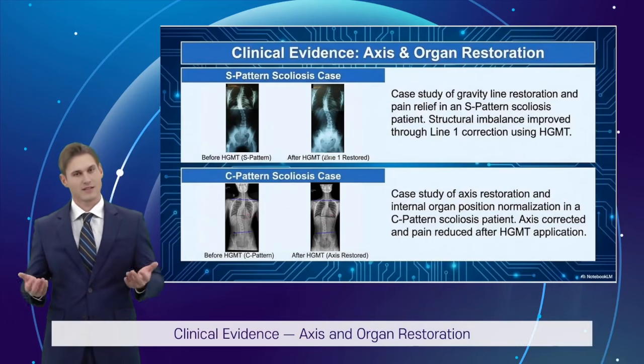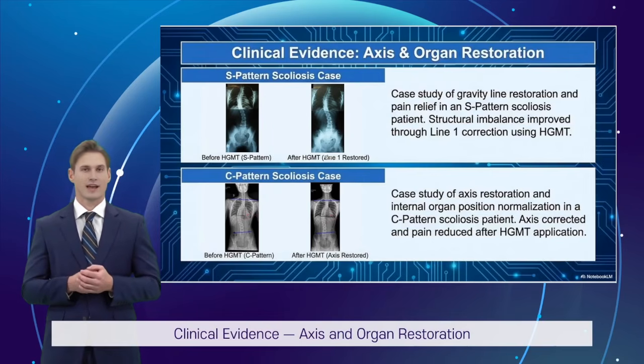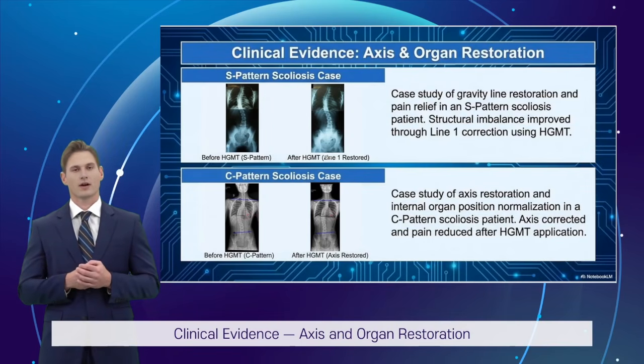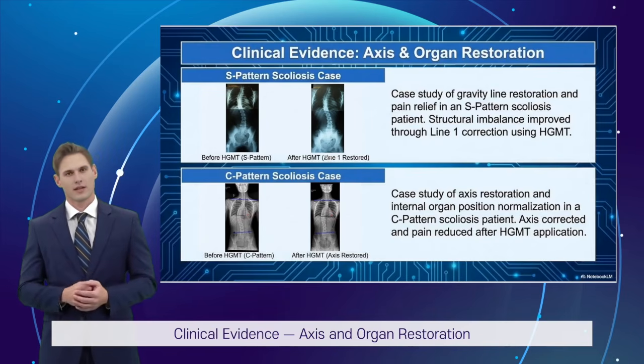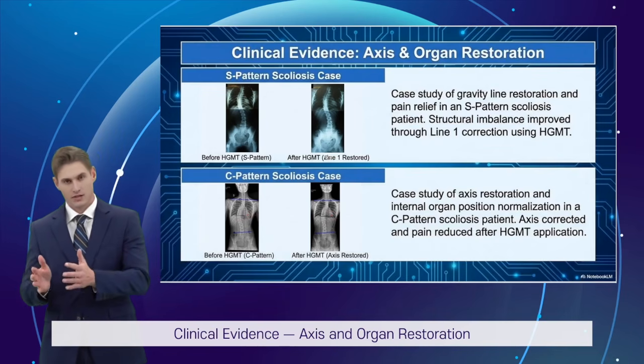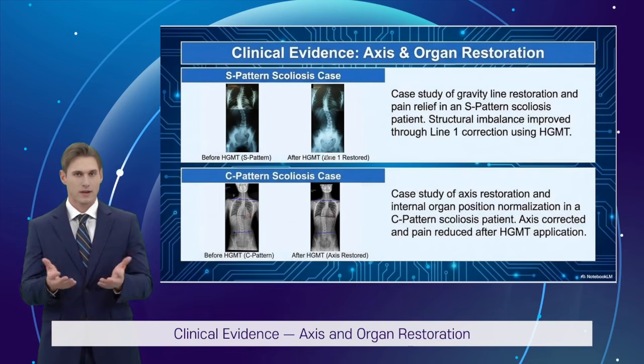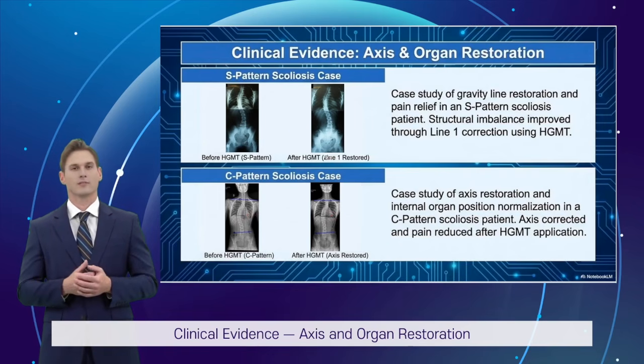In an S-pattern case, correcting line 1 of the Hyun-Ga Axis restored the gravity line, alongside improved structural balance and reduced pain. In a C-pattern case, correcting the axis normalized internal organ position and likewise reduced pain, suggesting that correcting spinal alignment may restore organ function as well as musculoskeletal balance.